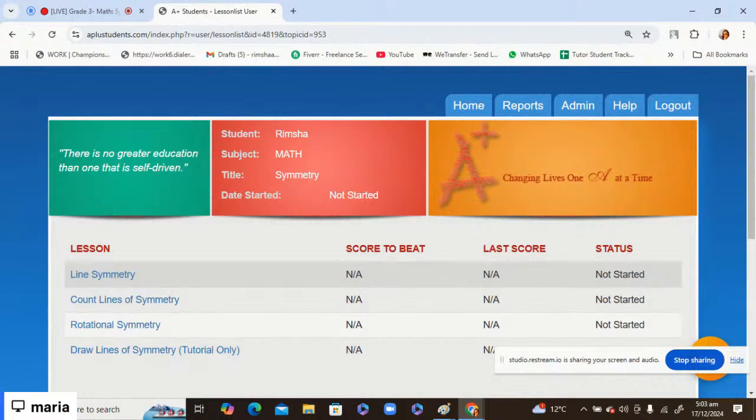So let's start the very first lesson, that is line symmetry.